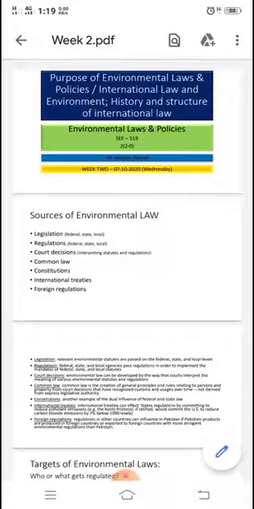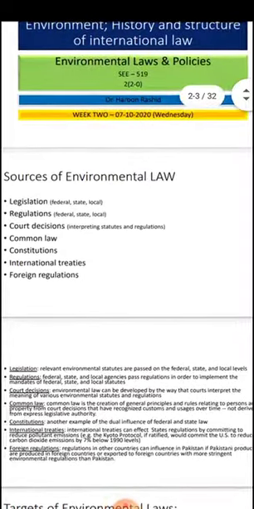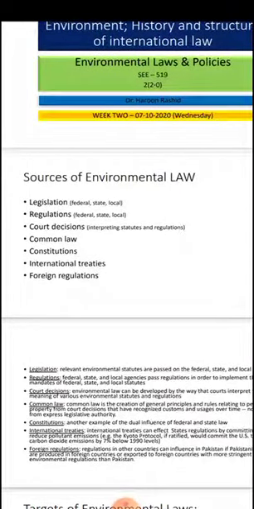So we will be continuing with the source of environmental law. So what is the source of environmental law? How actually we are obtaining these laws? From where they are coming? What is the origin of these laws? So first of all, we have a process of legislation, we have regulations, we have court decisions, common law, constitutions, international treaties, foreign regulations.